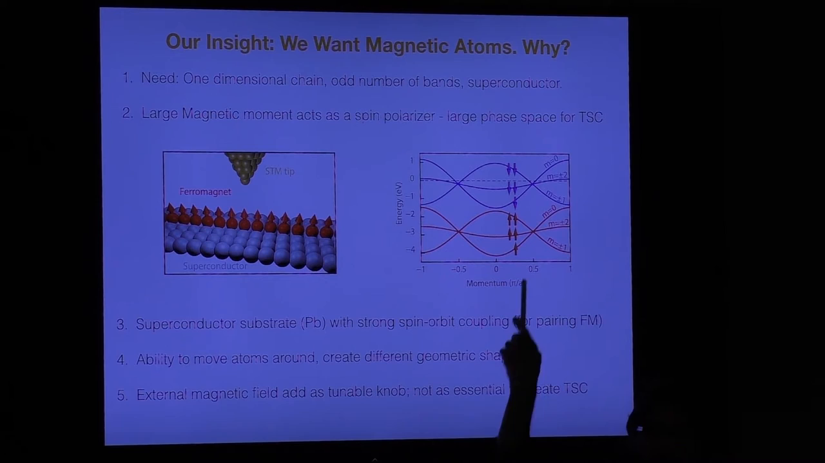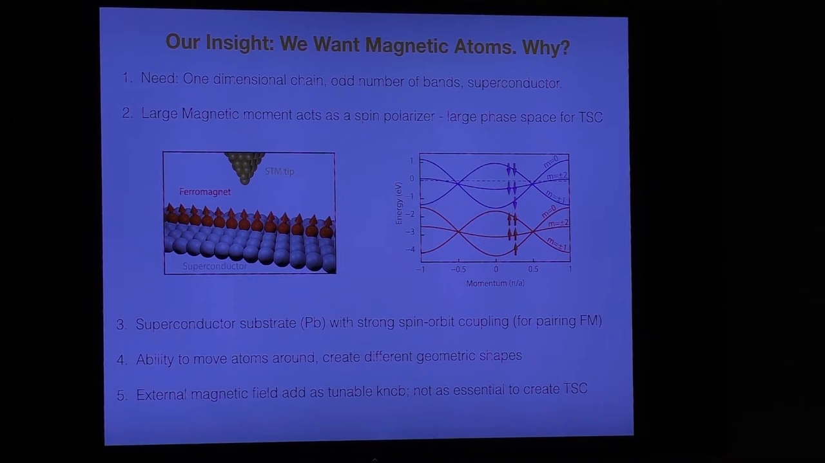So basically, the moral of the story is, whatever orbitals you'd be using, that's the crucial thing, when you spin split them, if it's an orbital of angular momentum L, the atom has 2L plus 1 bands. So they're always odd once you spin split them. It doesn't matter which orbital you're using.